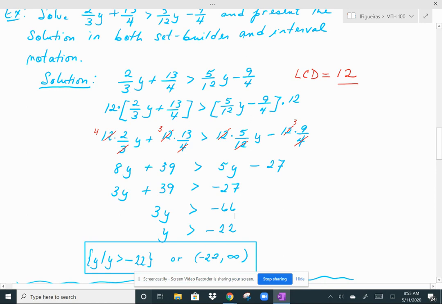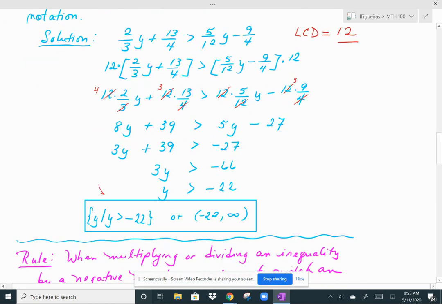In set builder notation, that's this one right here: the set of all y such that y is greater than negative 22. And in interval notation, which is the second one, it is the interval from negative 22 to infinity, but not including negative 22, so we use parentheses. Make sure you know the difference between set builder and interval notation.